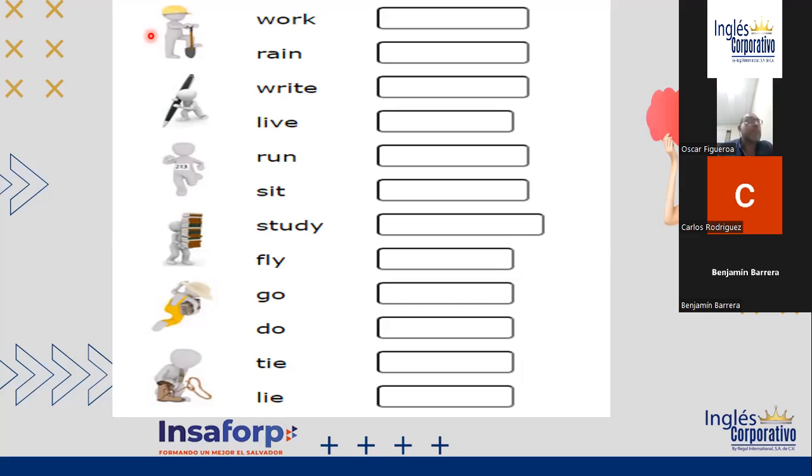What's the meaning of the verb go? Ir. Okay, what's the meaning of the verb do? Hacer. The verb tie? Atar. Okay, yes, correct. And what is the meaning of the verb lie? Mentir. Okay, good.